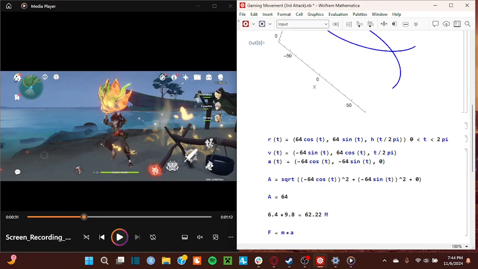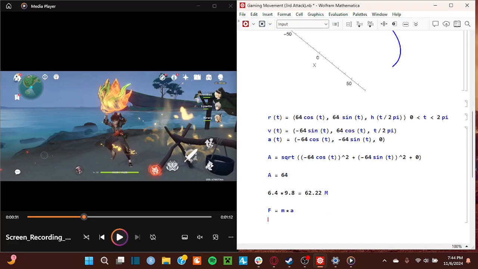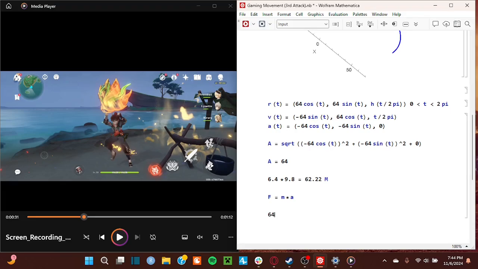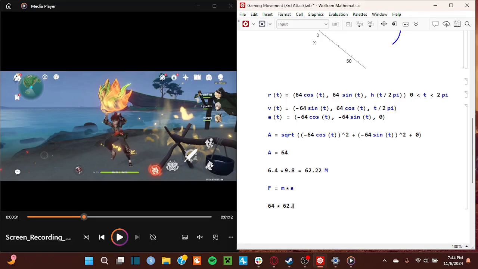And then after that, we can move on to this equation down here, force equals mass times acceleration. Since we have everything now, let's put this up. Let's go 64 as the acceleration multiplied by the mass, which is 62.22, which equals about 4,014 newtons of force. And newton is just the unit of measurement for force.